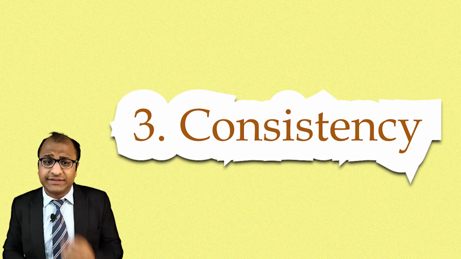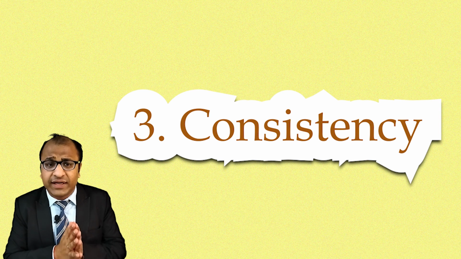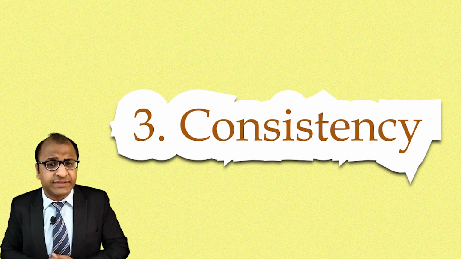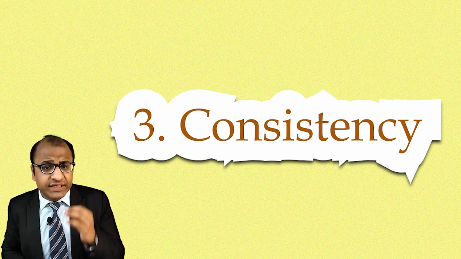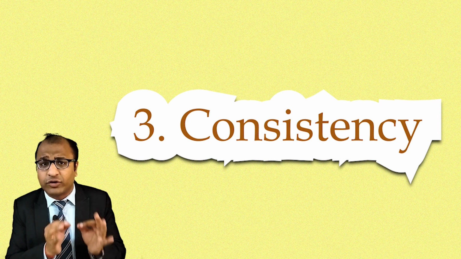Then comes consistency. NGOs should strive for consistency in their allocation methods to facilitate comparability across projects and ensure accuracy in financial reporting to the donors. Changes in allocation methods should be justified and clearly documented.